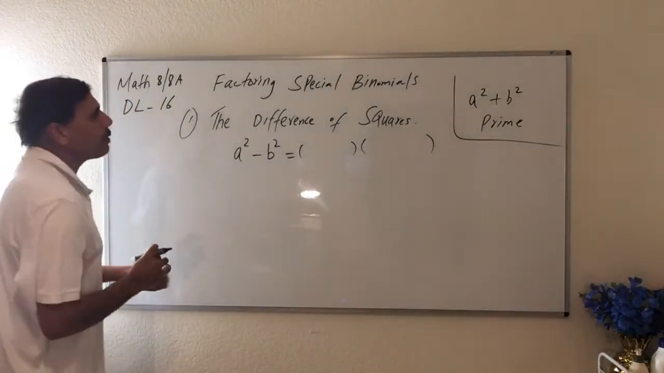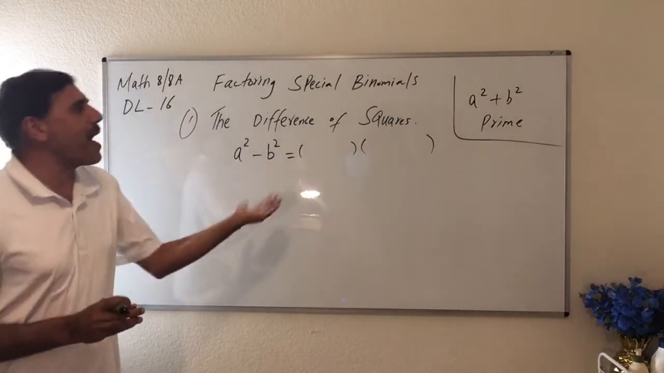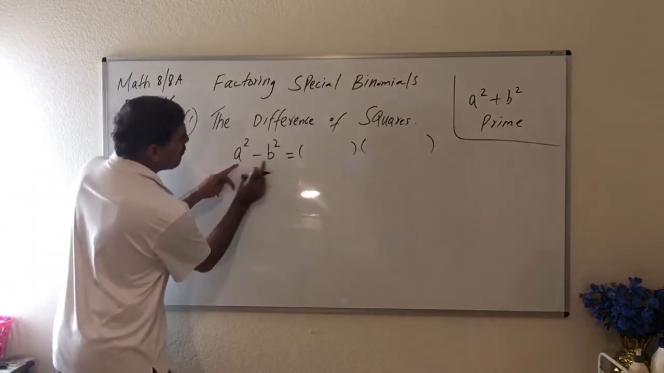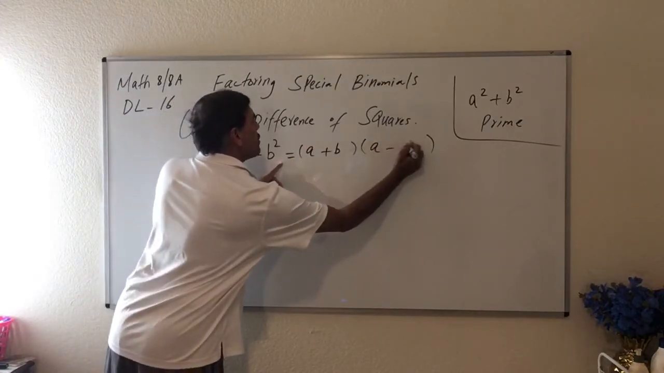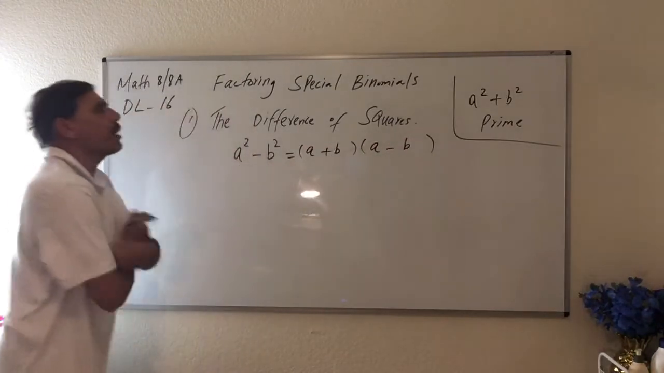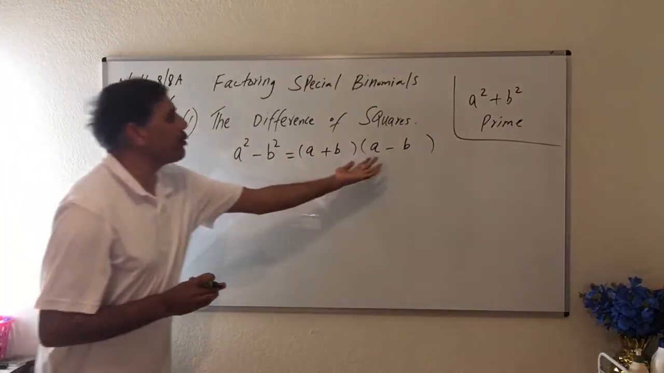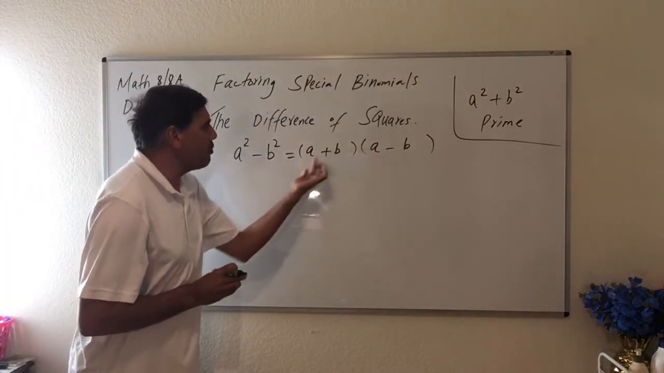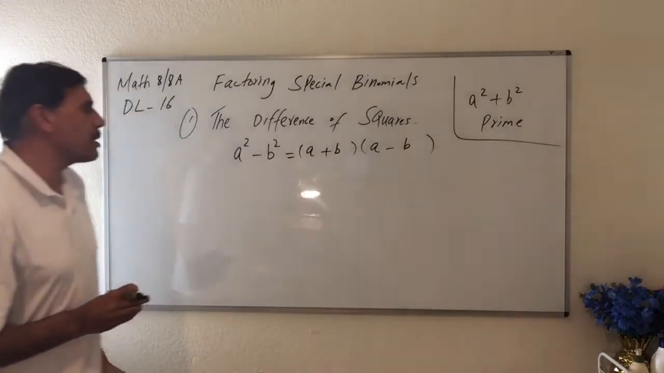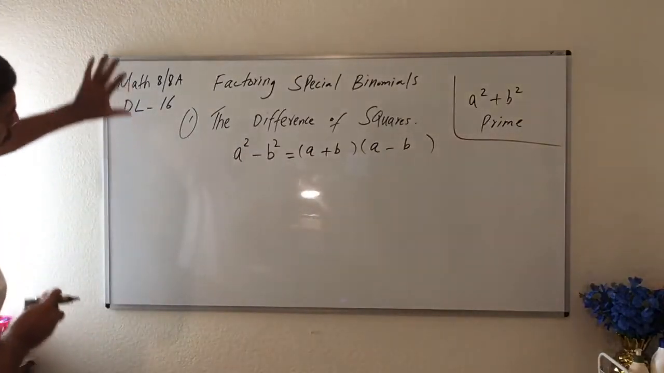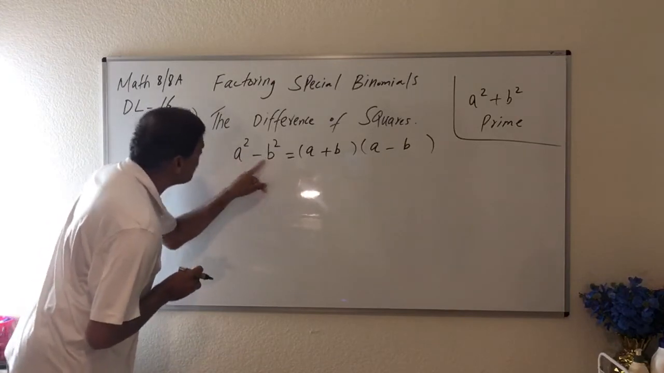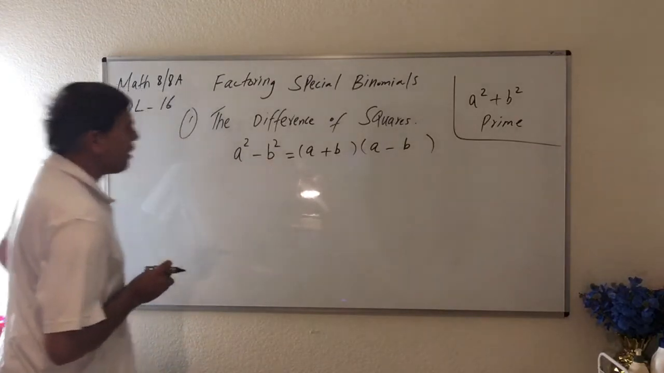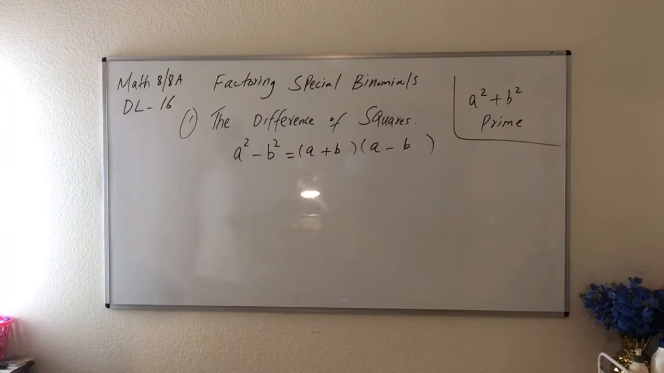Now the rule is, when you write the factors, it doesn't matter how you write it. One is the first base plus the second base, and the other is the first base minus the second base, and you're done. It doesn't matter which one you write first: a minus b times a plus b, or a plus b times a minus b. But make sure it must be minus in the middle here, and these must be perfect squares.